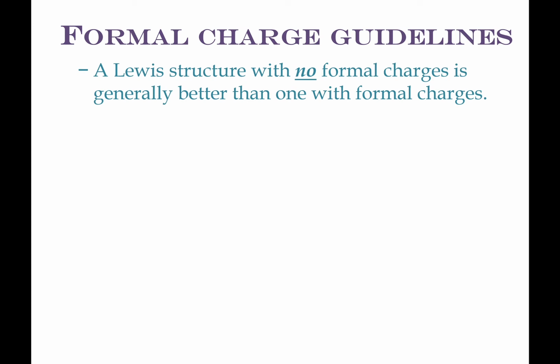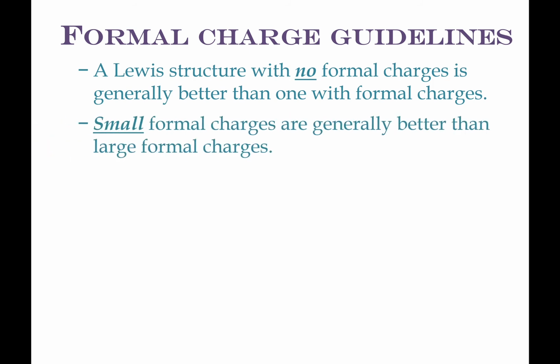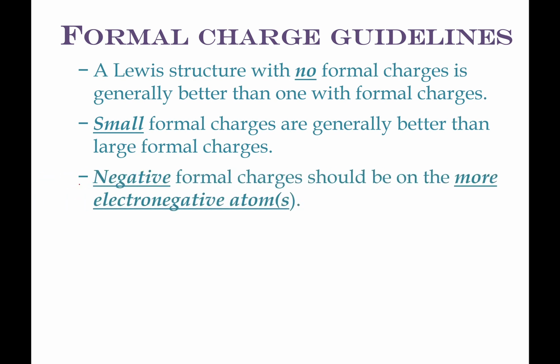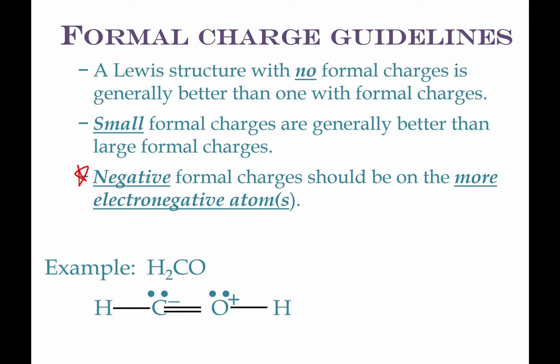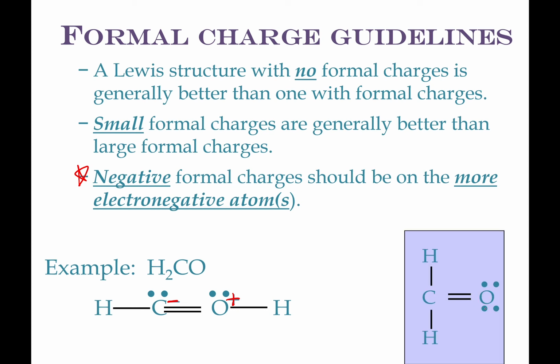So a Lewis structure with no formal charge is always best, or generally best, than a Lewis structure that has formal charge. So if you can, you'll draw one without a formal charge. Small formal charges are better than large formal charges whenever possible, and this one's important: negative formal charges should be on the more electronegative atoms. That means they have more electron density more of the time. So for example, H2CO, we have this possible structure where carbon has a -1 and oxygen has a +1. Or we have this possible structure where carbon has no formal charge and oxygen has no formal charge. So overall, this would be a better structure because of this rule right here.